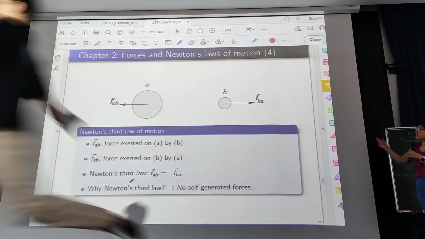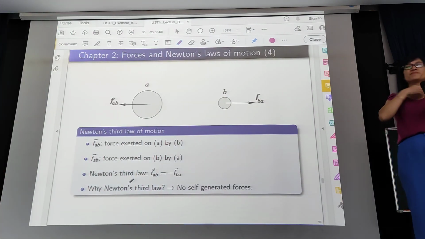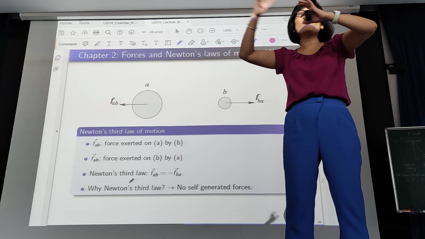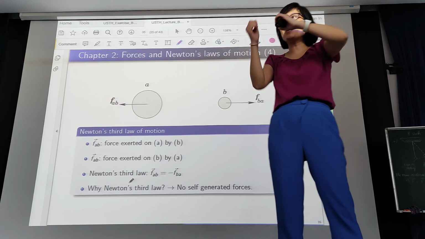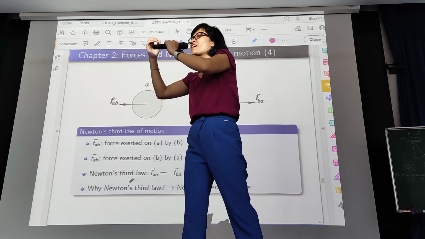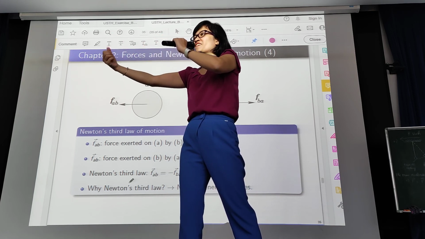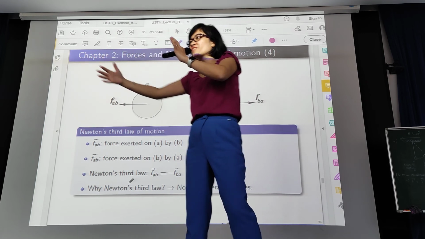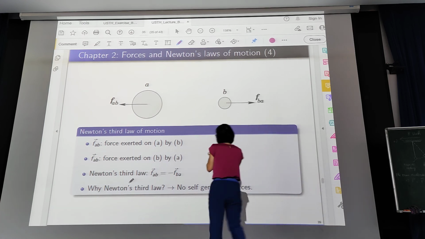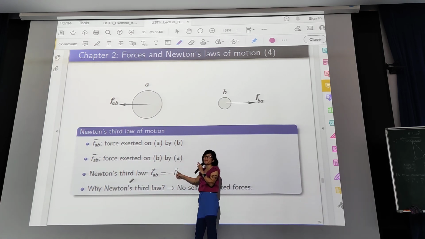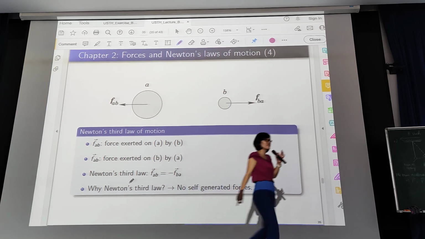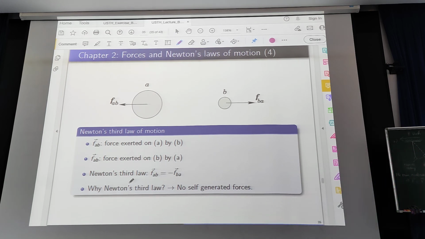So I introduce the third law of Newton. The third law of Newton involves two objects, object A and object B. A acts on B with some force. Instantaneously, B reacts back on A with the opposite force of the same magnitude. You have FAB equal to minus FBA. And this is the third law of Newton. It's very simple. Okay?